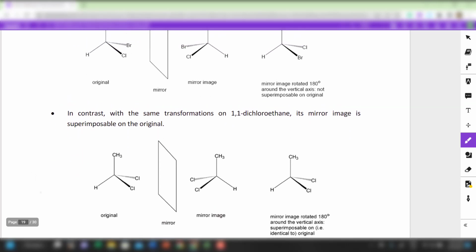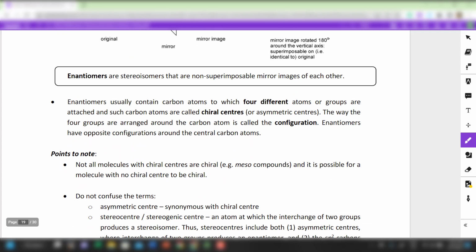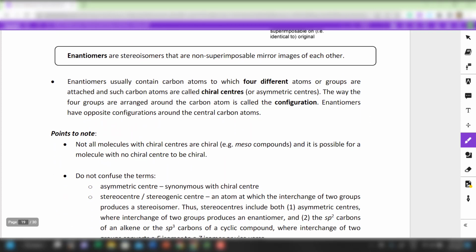But if the carbon is bonded to atoms that are the same, then it is possible to superimpose the mirror image onto itself. In this case, we say that the mirror image and itself are superimposable, so it does not demonstrate enantiomerism. Basically, enantiomers are stereoisomers that are non-superimposable mirror images of one another. This is generic again, as I mentioned. It usually contains a chiral center with 4 different groups, but it's not always the case.